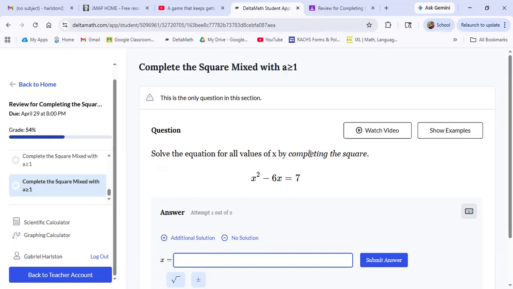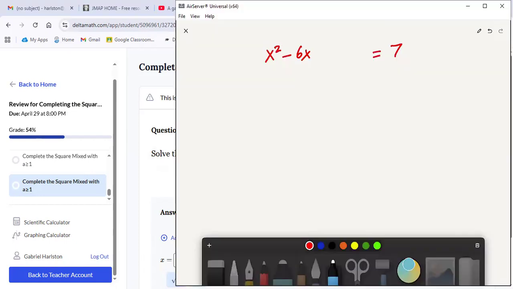All right, so we have a quadratic equation, x squared minus 6x equals 7. Now, I'm going to go to the iPad. Right. The constant is on the right-hand side. We have all the x's on the left. So now we need the b. The b is a negative 6. And then that means b over 2 is going to be a negative 3.